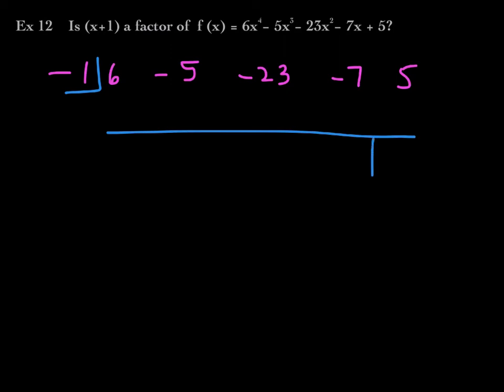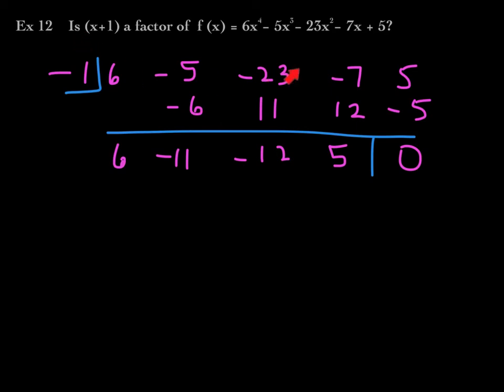Let's drop down 6. Negative 1 times 6 is negative 6. Negative 5 plus negative 6 is negative 11. Negative 1 times negative 11 is positive 11. Negative 23 plus 11 is negative 12. Negative 1 times negative 12 is positive 12. Negative 7 plus 12 is positive 5. Negative 1 times 5 is negative 5. Bingo, we got 0. Because we got 0, we know x plus 1 is a factor of this polynomial function. Fantastic.